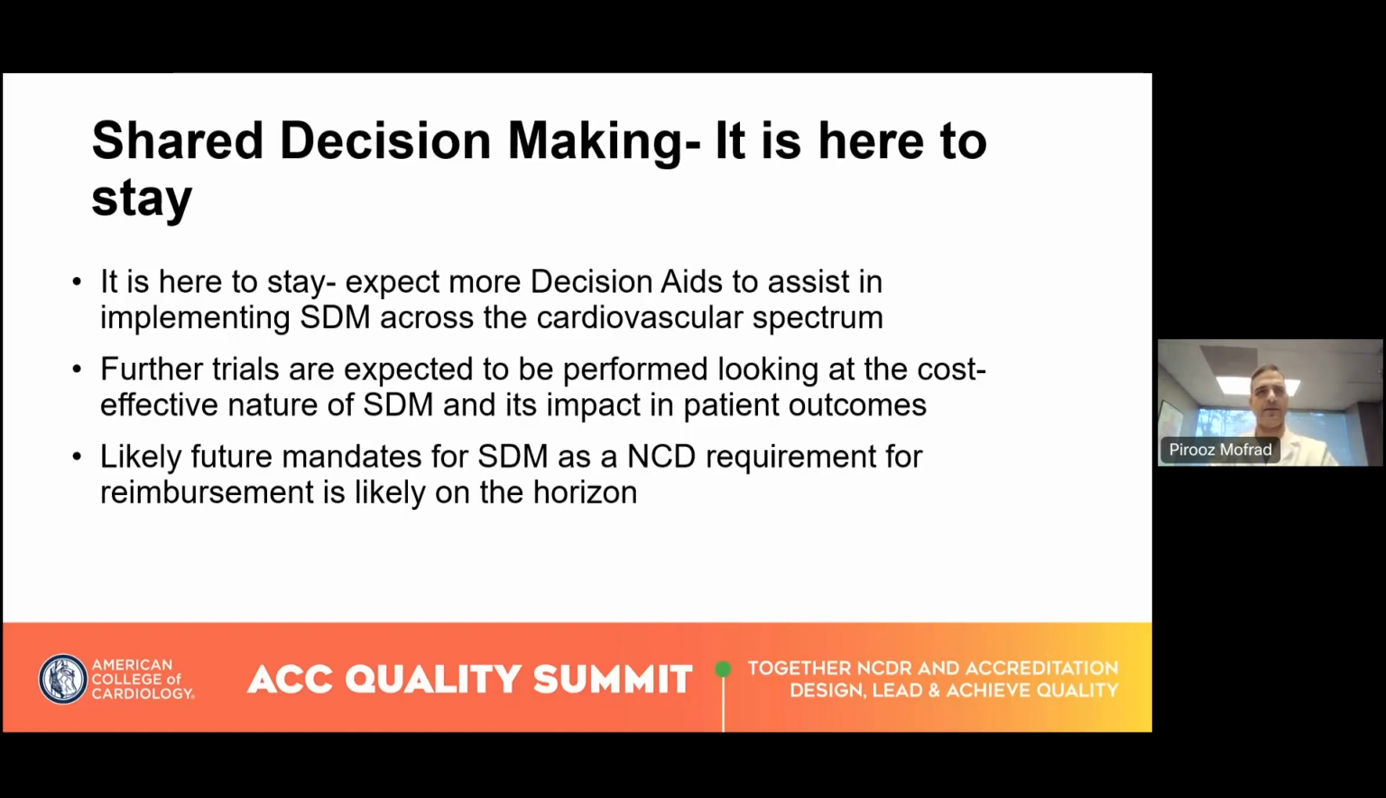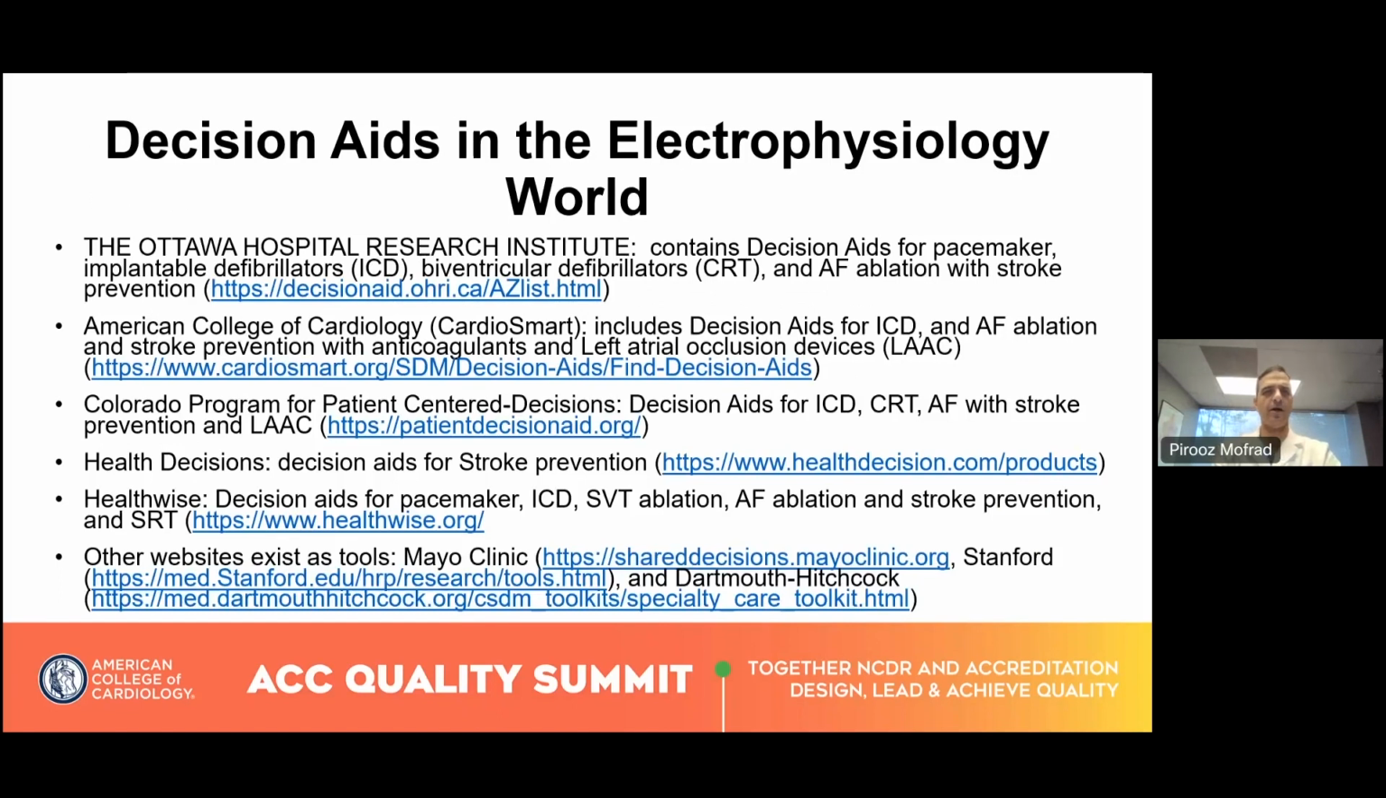And a little bit of some of the websites, definitely not all inclusive, just some of the CardioSmart websites, the Colorado program, the NICE forms that can be used for discussion of defibrillators and anticoagulation and things of that nature.